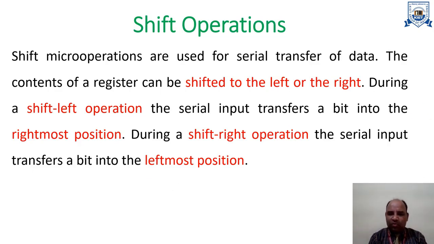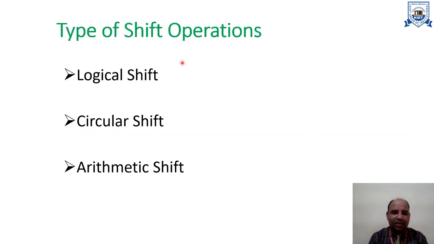Now we move on to the next slide, which shows very good information: the types of shift operation. If we categorize or define the types of shift operation, we may say that there are three different types. One is logical shift, another is circular shift, and finally the arithmetic shift. In the coming slides, we will try to understand each one in detail.